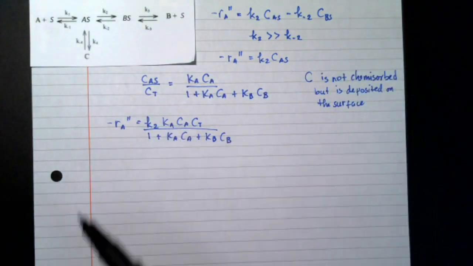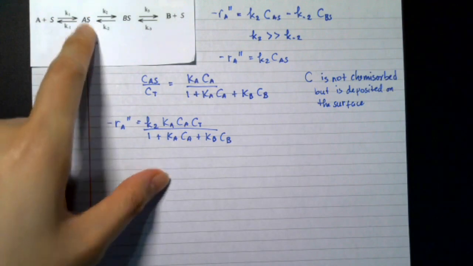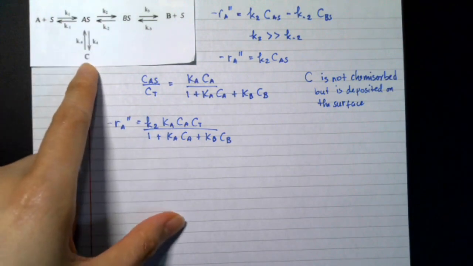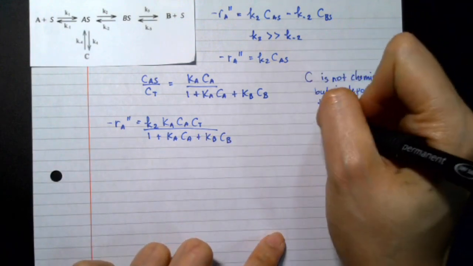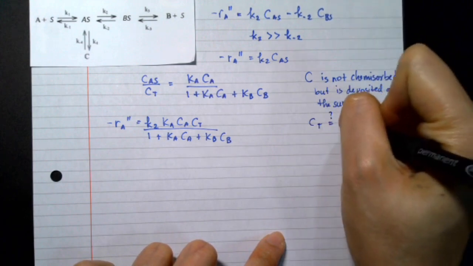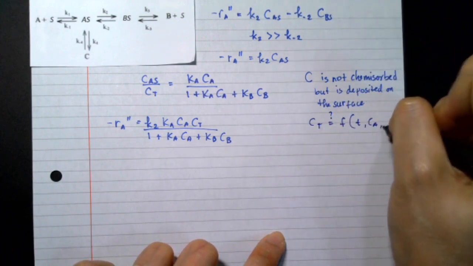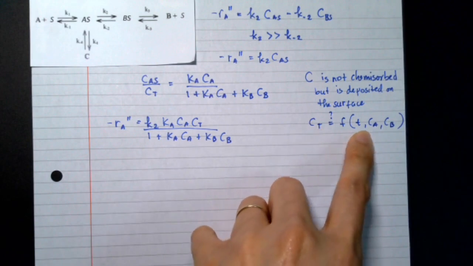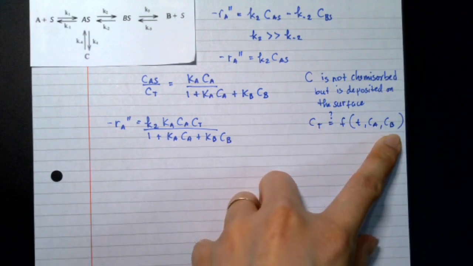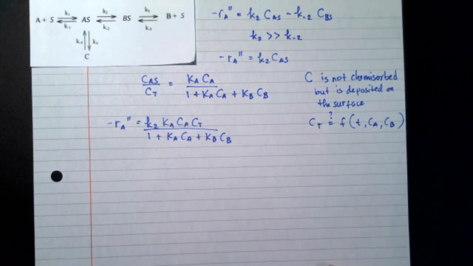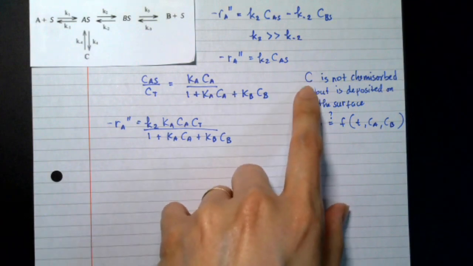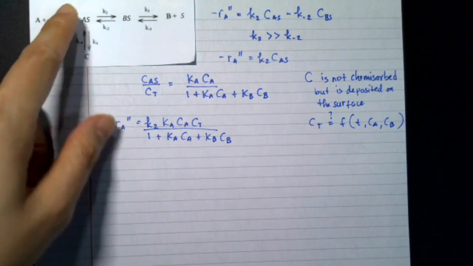Okay, so because now we have catalyst deactivation, we have some coke formed and CT is no longer constant with time. So we need to find that function. So CT is now a function of time, CA and CB. But note that CA and CB are also functions of time. So how do we do that? We need to write the rate of formation of C.